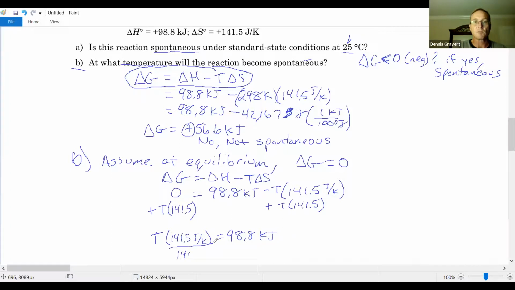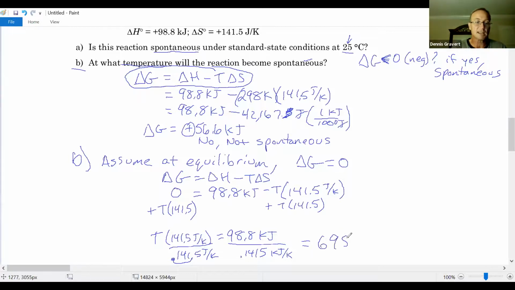And then let's divide by 141.5 joules per Kelvin. Oh no, kilojoules and joules. So before I divide, why don't we slide this over by 1,000? So it's in kilojoules, is that right? Yeah, that's right. I better check my calculator. 98.8 kilojoules divided by 0.1415 kilojoules per Kelvin gives 698. Well, that's a high temperature, but we're expecting a high temperature, molten iron.